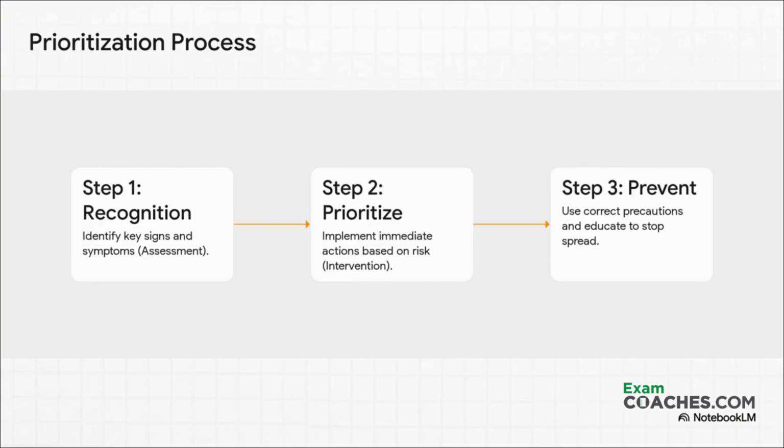First, you recognize the key signs, the things that make one disease stand out from another. Second, you prioritize your action based on the biggest immediate risk. Is it transmission? Is it a complication? Is it the airway? And third, you act to prevent it from spreading any further. This system just works every single time.